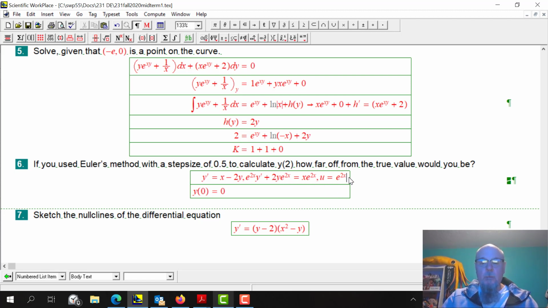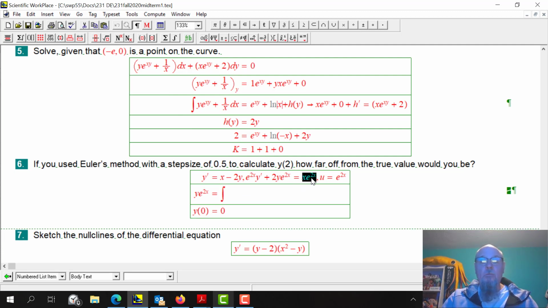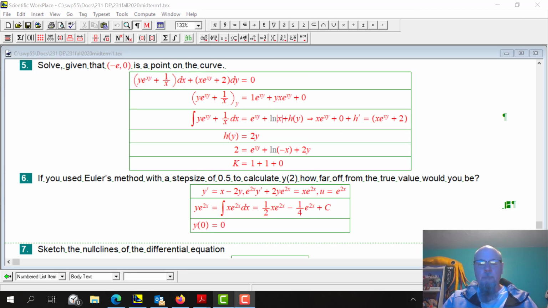And now integrate both sides. The left-hand side always integrates to be y times the integrating factor. The right-hand side, I don't know what this is off the top of my head. I'm going to have to do integration by parts to figure that one out, and then plus c. I'm going to be able to get the c because y naught is equal to 0. I skipped the integration by parts because you know how to do it.